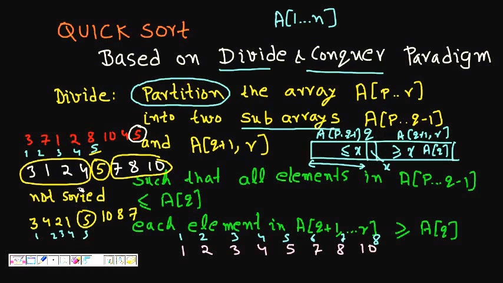So the index of the pivot element was 8 in the given array, it was 5 in the partitioned array, and it is 5 even in the sorted array. So this is one observation: the index of the pivot element is the same in the sorted array and in the partitioned array, and it is not guaranteed to be the same for other elements.